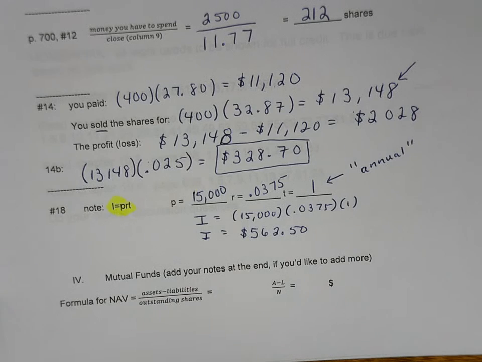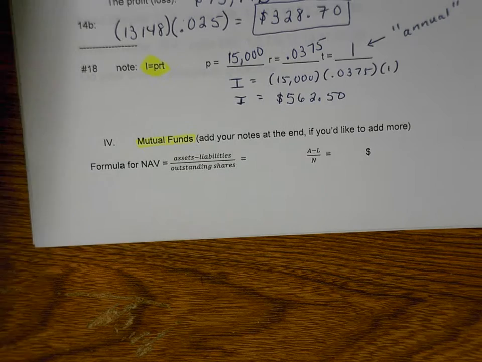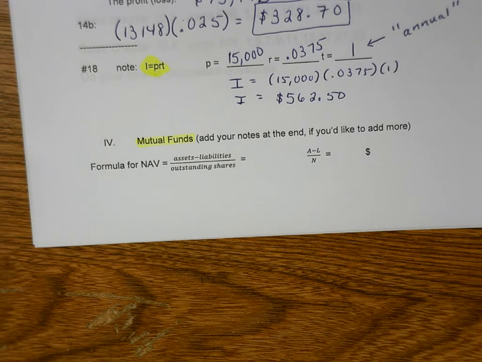Now we're going to talk about some mutual funds. Again, please add anything to your notes that you think is important. All right. There is a formula that you need to know. It is going to be very useful on page 701. We're going to do problem number 22. Again, I'm assuming you've read your text already. So let's jump into problem number 22. Or actually, before we do that, highlight this, could you please?